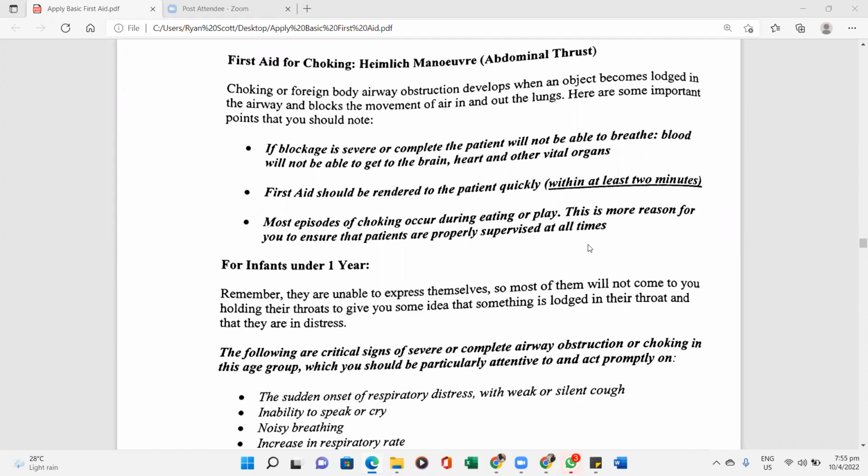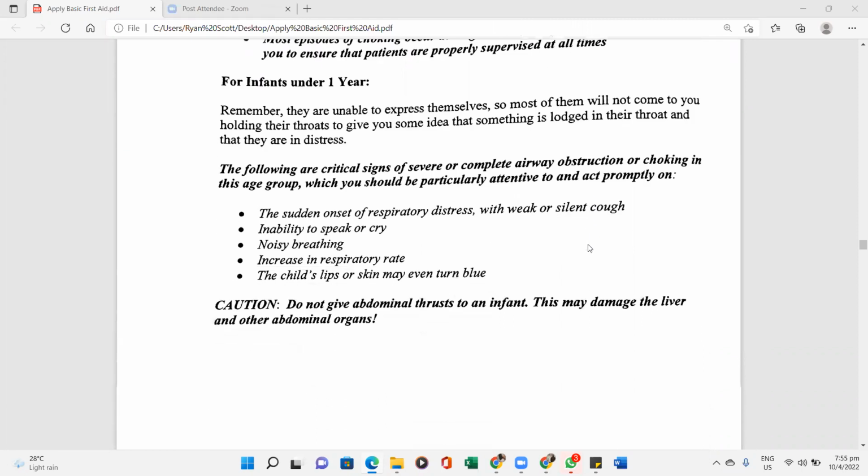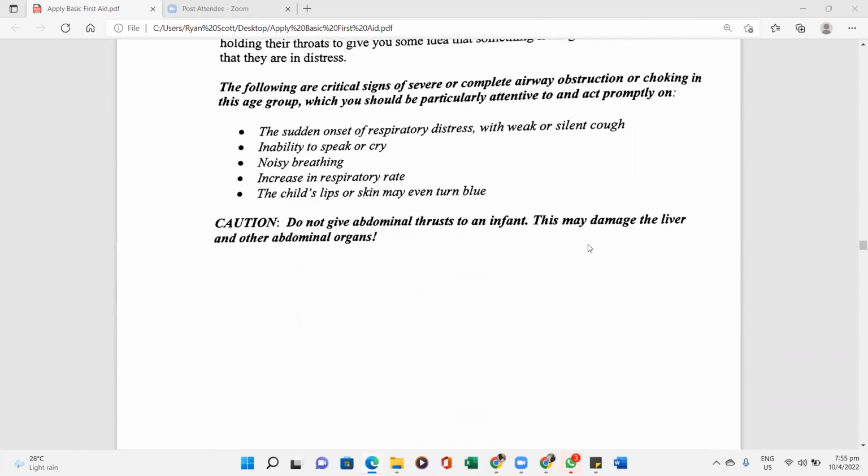Scroll on. So the critical signs would be, one, shortness of breath, respiratory distress, right? Or they're weak and silent, inability to cry or speak, noisy breathing, increase in respiratory rate, and the child's lips and skin are turning blue, which means that they are choking, okay?